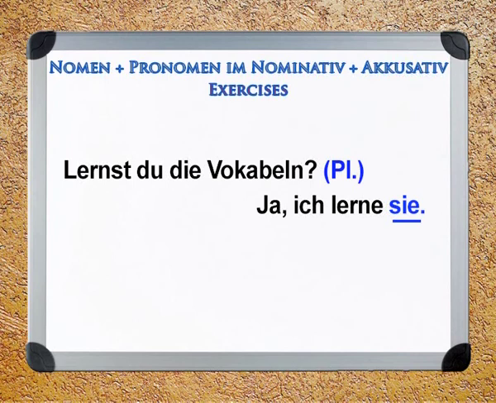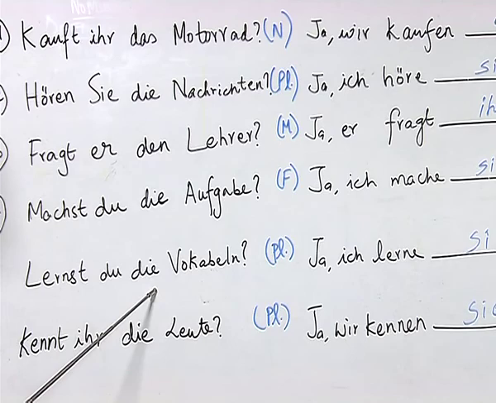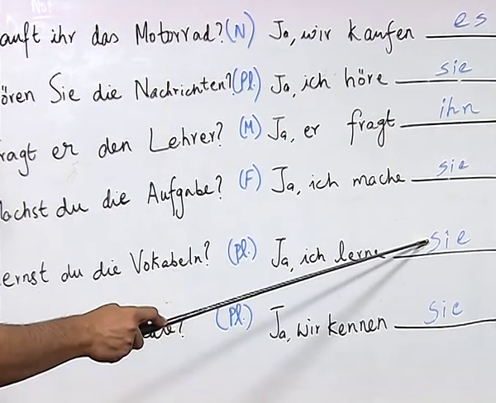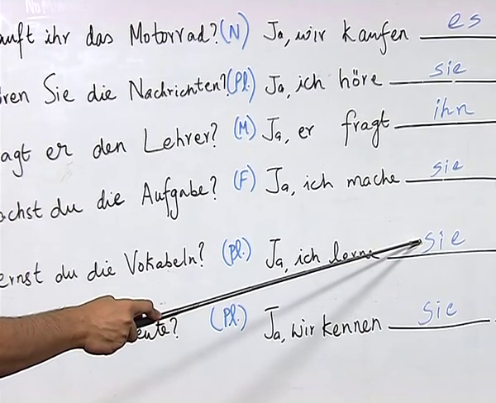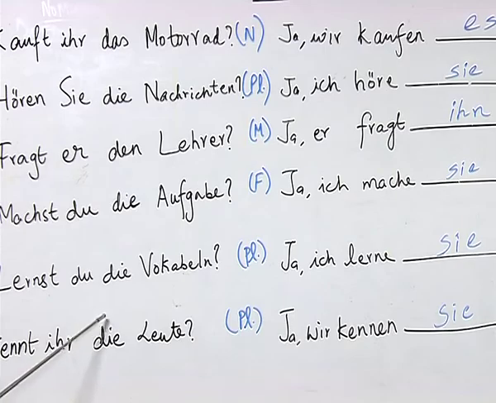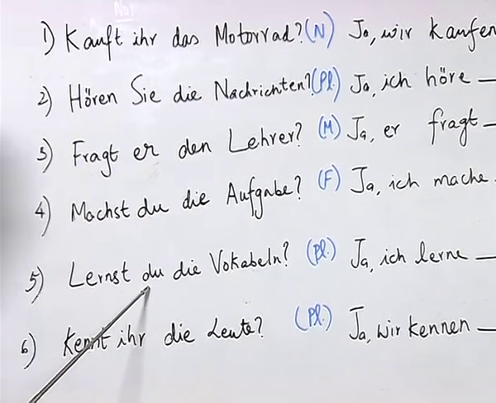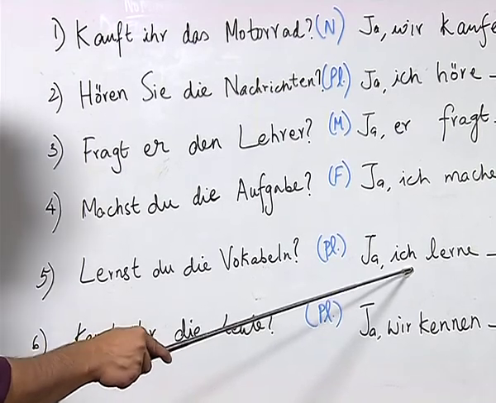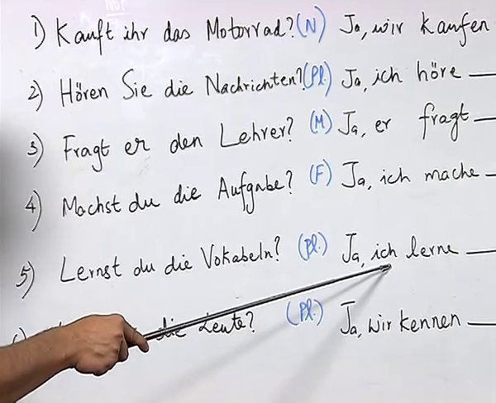Now, let us look at sentence number 5. Lernst du die Vokabeln? Ja, ich lerne sie. As you can see here, the student correctly figured out that the noun is in plural and therefore wrote the correct pronoun for the plural in accusative, which is sie, beginning with a small s. Also here, as you can see in the sentence, du is in nominative, and in this sentence ich is nominative.